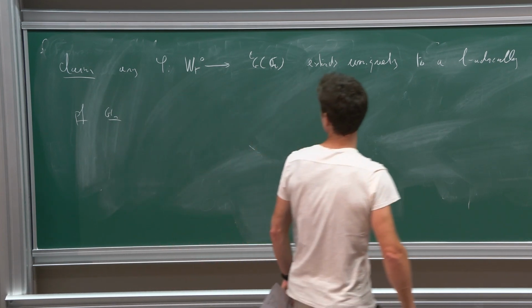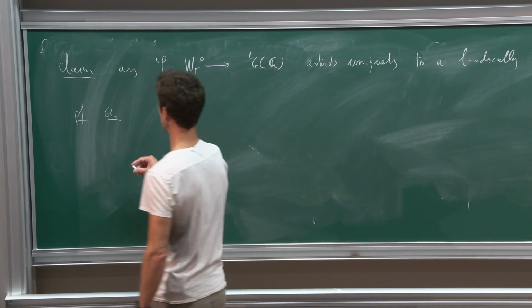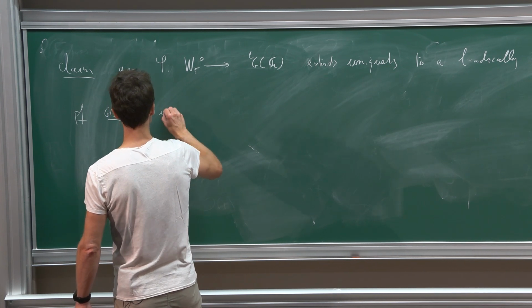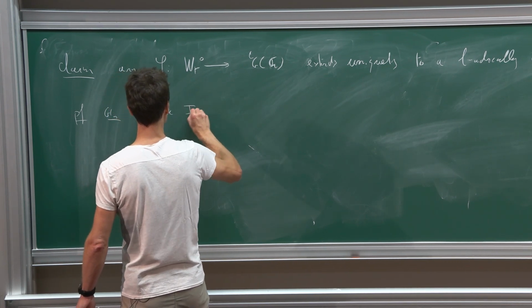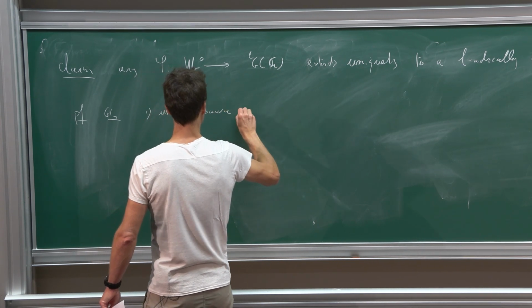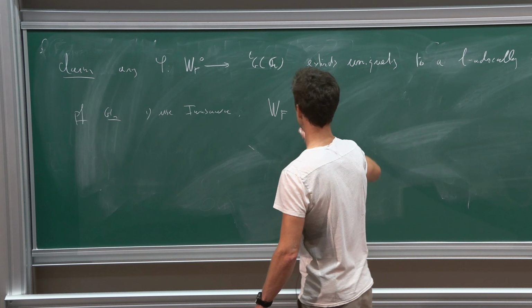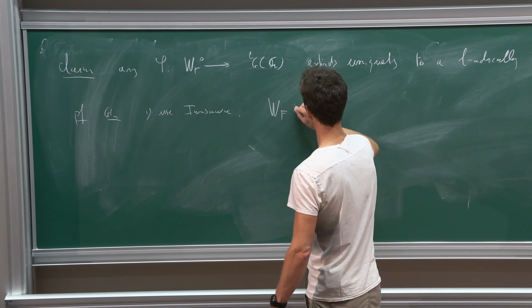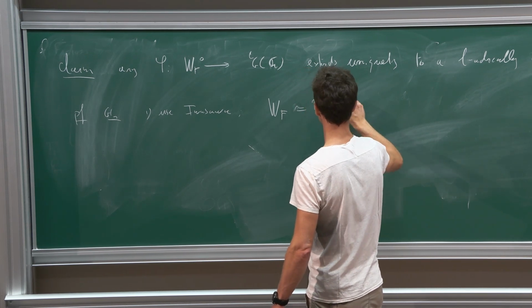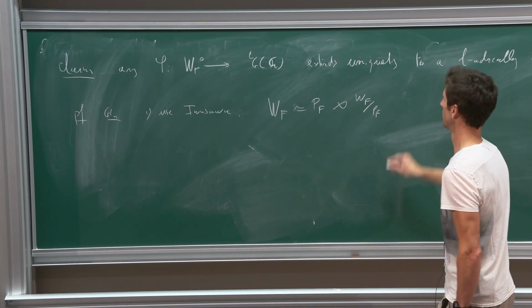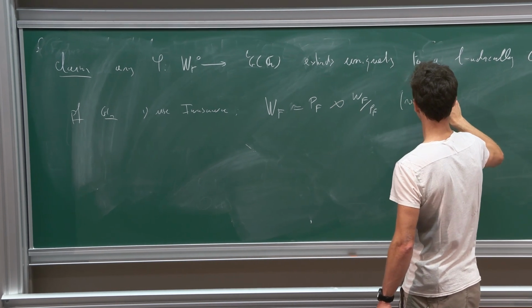So the first thing you can do is to use, so it's a bit of cheating, a theorem of Iwasawa, which tells you that actually W_F, and the same applies to W_F^0, is isomorphic, non-canonically of course, to a direct product, like this. Non-canonical, of course.